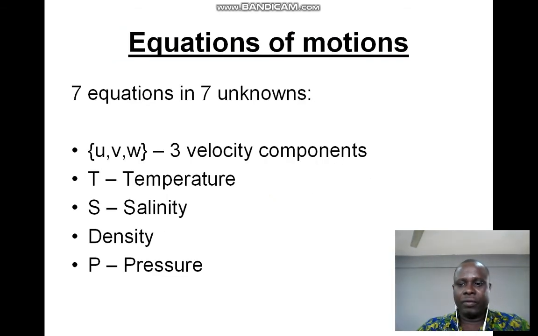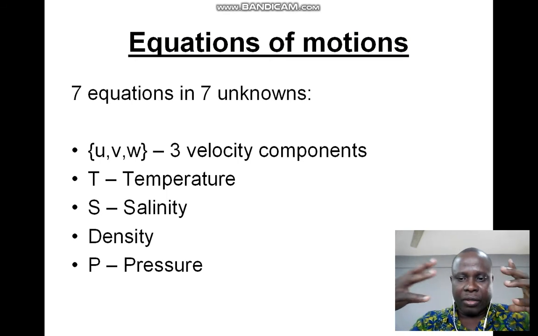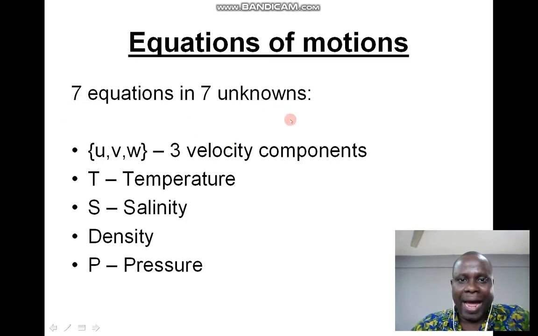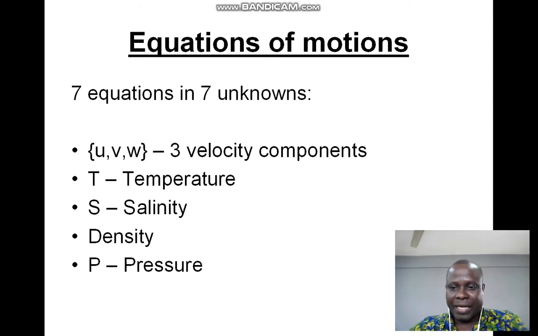So in all, when you're working with a model, you'll be dealing with 7 equations in 7 unknowns, and these are nonlinear equations. In other words, these are equations that you cannot solve analytically. You cannot take pen and paper and solve them. They are 7 because you have the 3 velocity components, an equation for temperature and one for salinity, 1 for density, and a separate equation for pressure. So that makes it 7 equations in 7 unknowns, and these have to be solved.